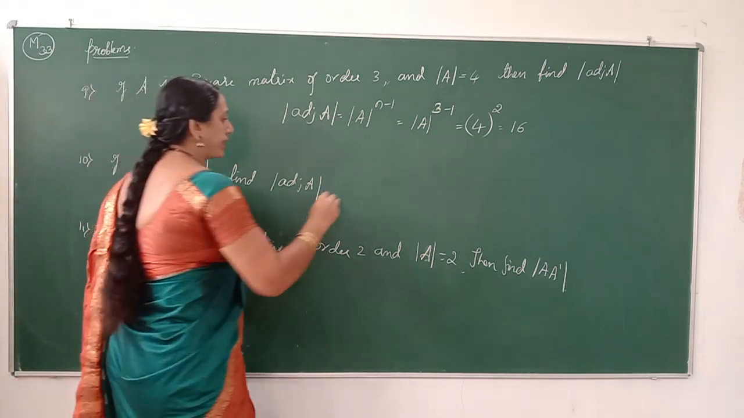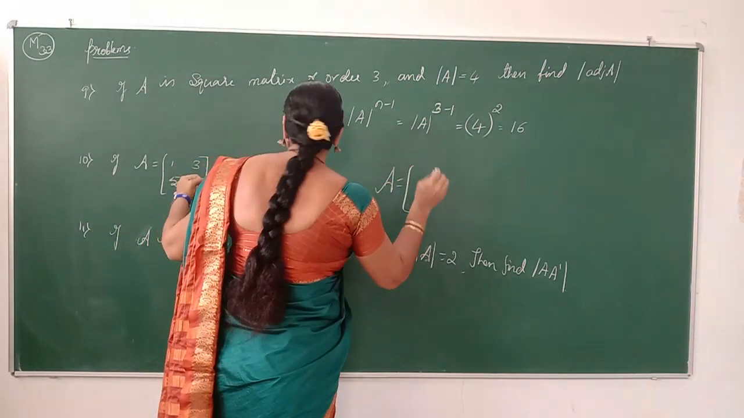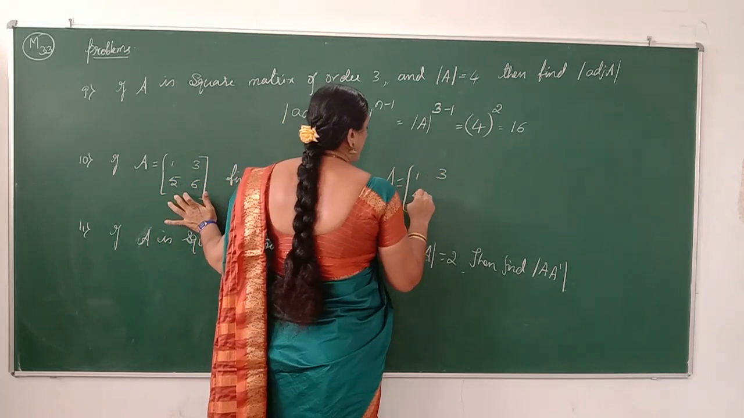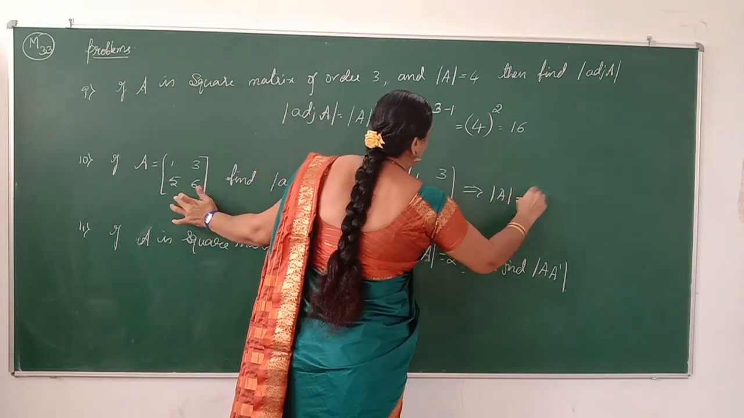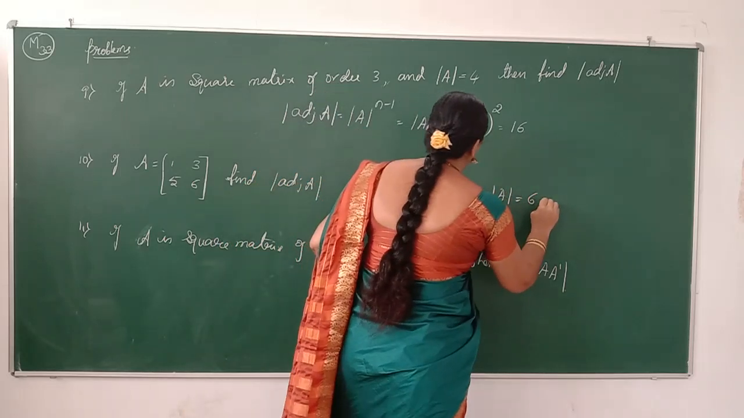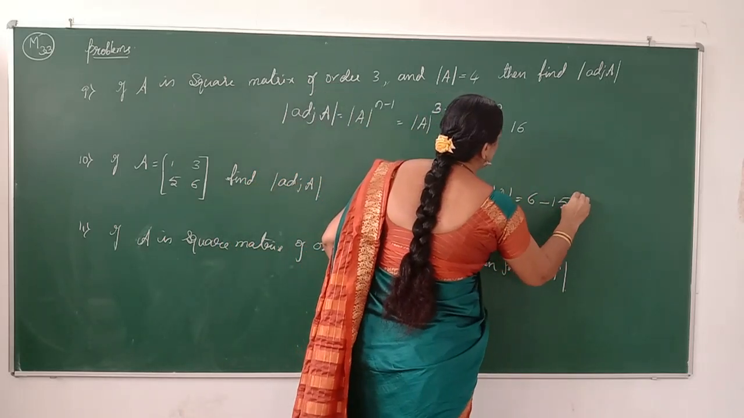We will first find the determinant of A, where A is equal to 1, 3, 5, 6. Now determinant of A is equal to, left diagonal is 6 minus right diagonal is 15.